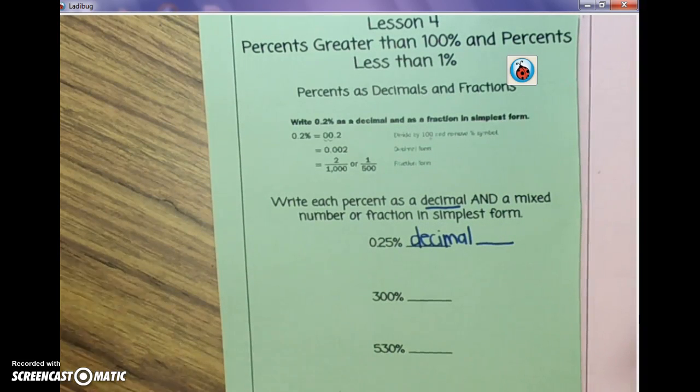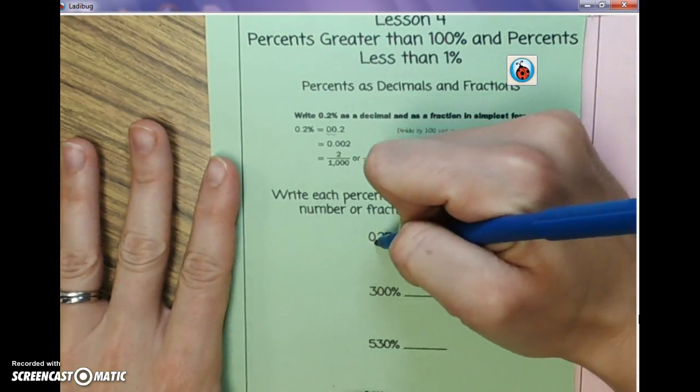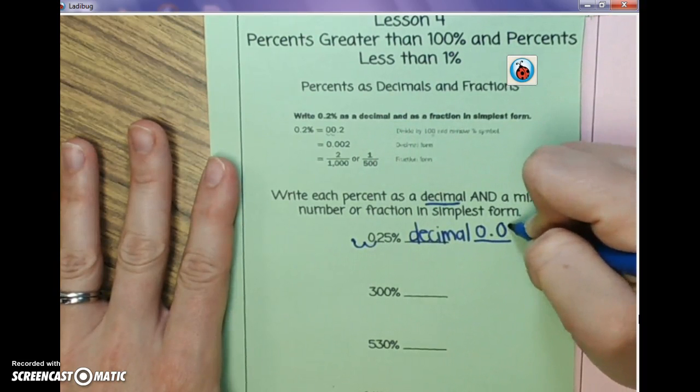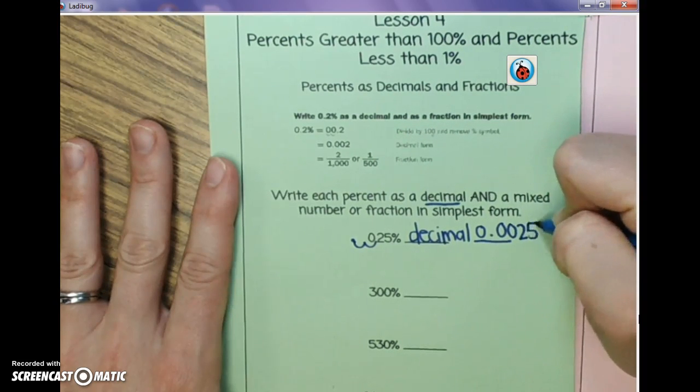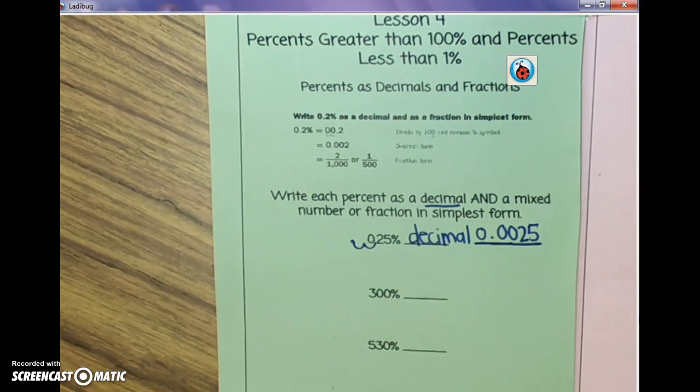How did we learn that yesterday? Riley? I move the decimal 2 spots to the left. 1, 2. So I have 0.0025. And where did you find that to remember that, Riley? In your notes, right? How many people knew that you could find that in your notes? If you didn't, you might want to start looking at your notes more often to help you.